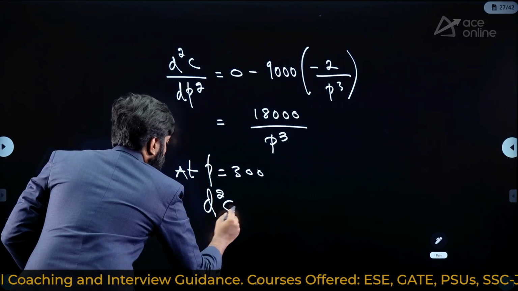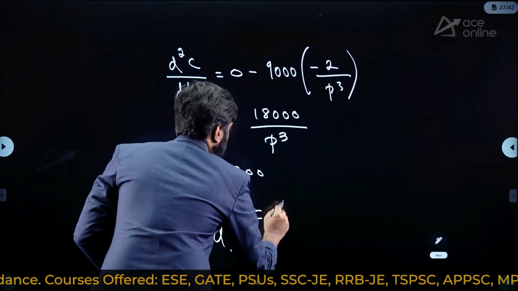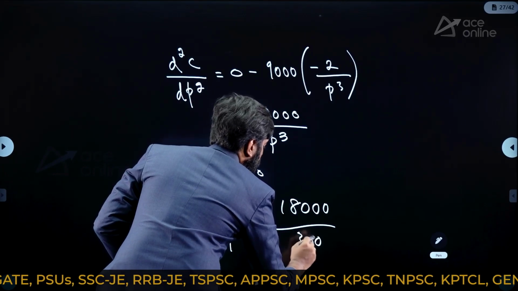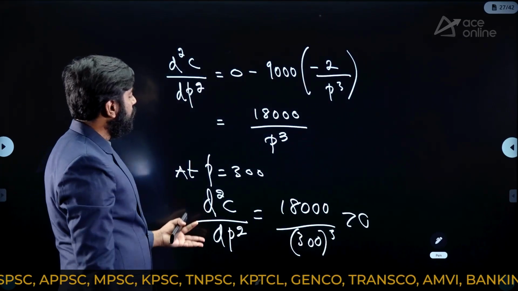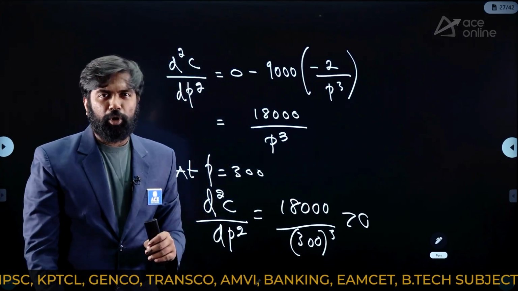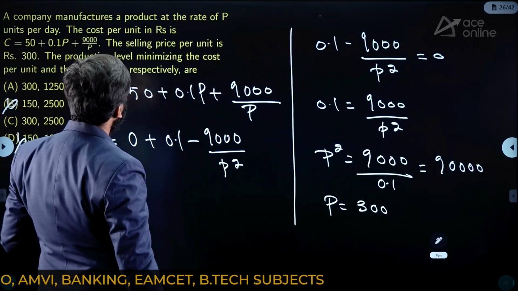If you substitute 300, so let's say at P equal to 300, what is the second derivative value? We don't need exactly how much this is. Is it positive or not? Clearly it is positive, because 18,000 by 300 cube is clearly greater than 0. When the second derivative is greater than 0, obviously at that stationary point we have a minimum. There is no ambiguity about that. So we have verified that, yes, 300 is the right answer.